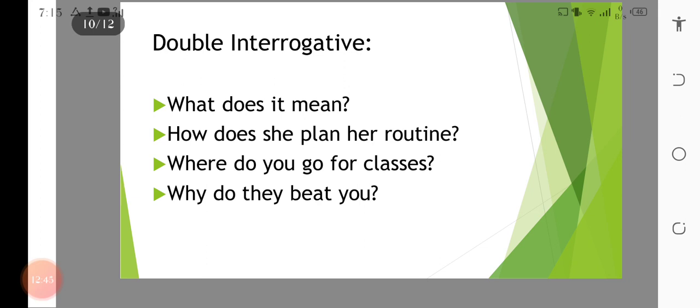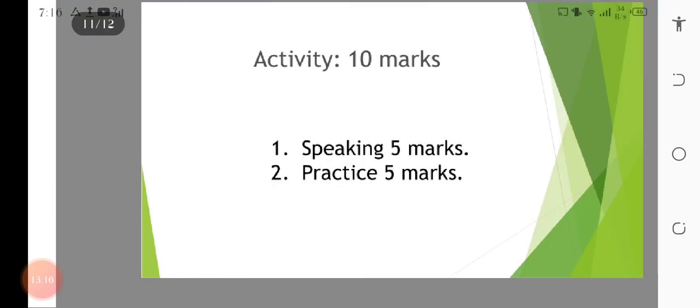But in double interrogative, what does it mean? If I'm answering yes, don't you think it's irrelevant? What does it mean? It means I require my answer in detail. How does she plan her routine? Where do you go for classes? Why do they beat you? You will answer in detail. And these are the WH questions. Keep in mind these structures. If you have remembered these structures, you can easily apply them in the sentences.